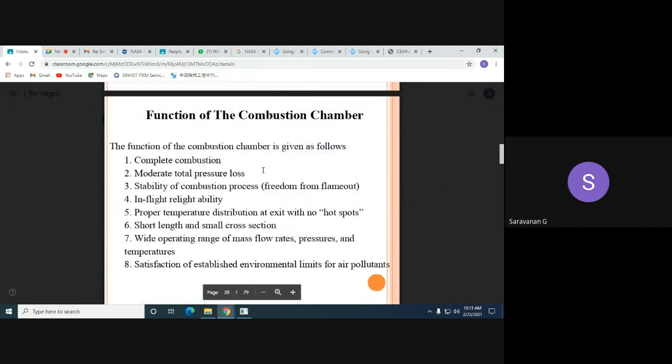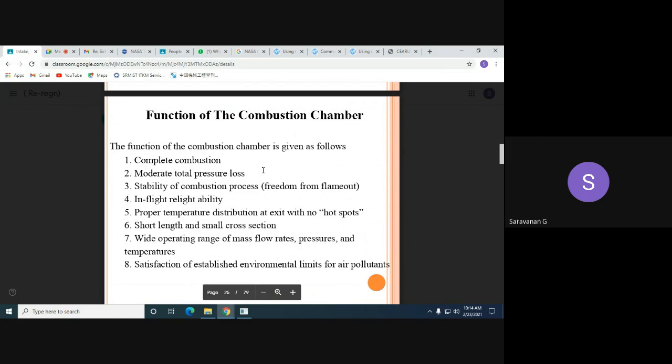So the major function of the chamber is to provide complete combustion. Combustion should be complete, not incomplete. It should not leave any unwanted gases in the stream. It should provide proper combustion at the end. So complete combustion is needed. That is the major function of the combustion chamber.